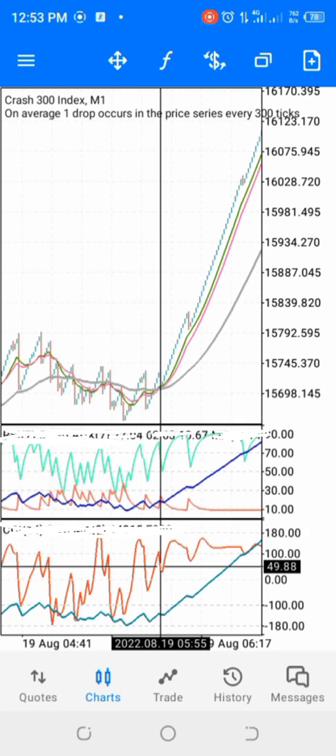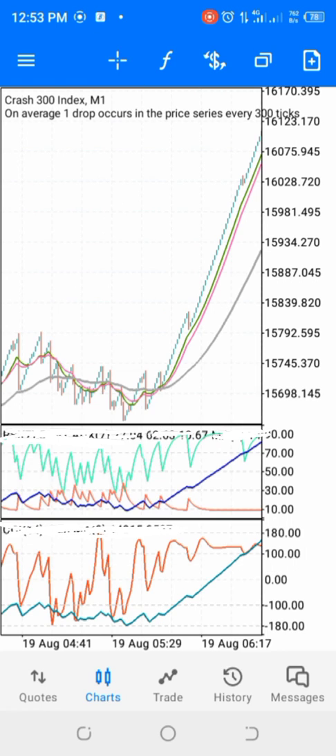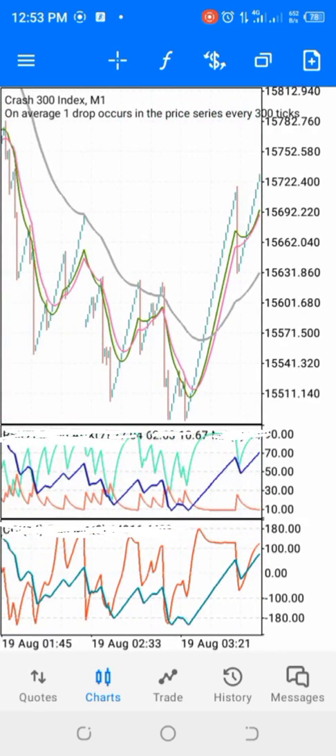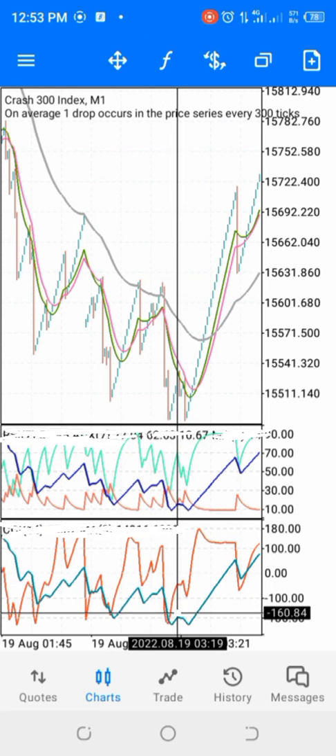Okay, 5 to 10 candles depending on you, but this is Crash 300, so to be safe, just take 5 candles. And even if you have a spike, please hold, because you are going to recover. But if you cannot, then you can exit. So another perfect example is here.